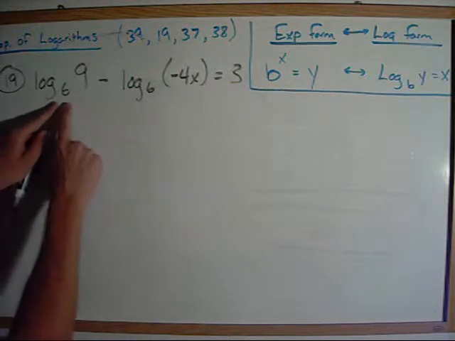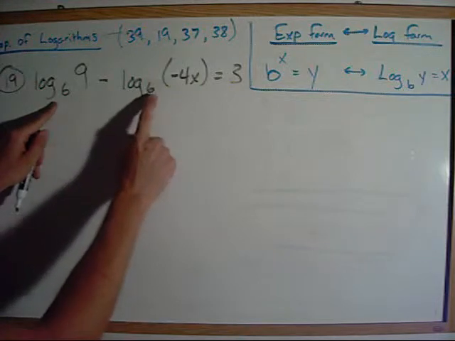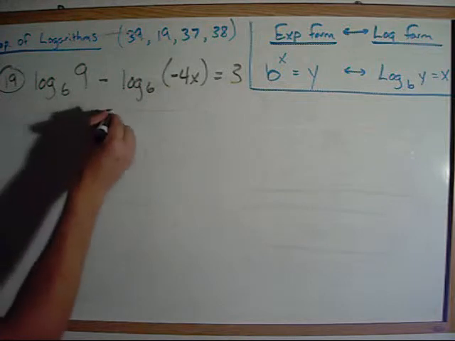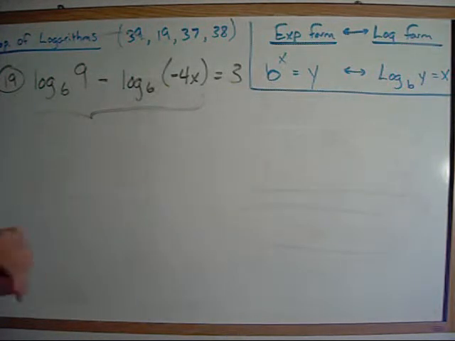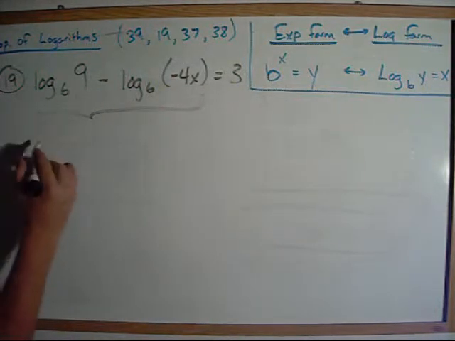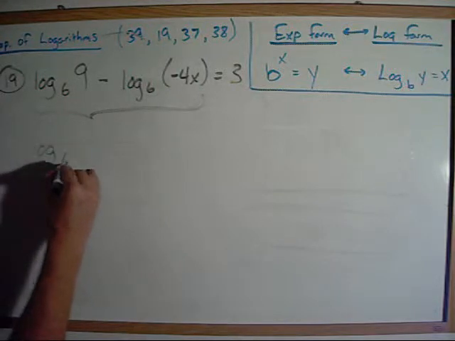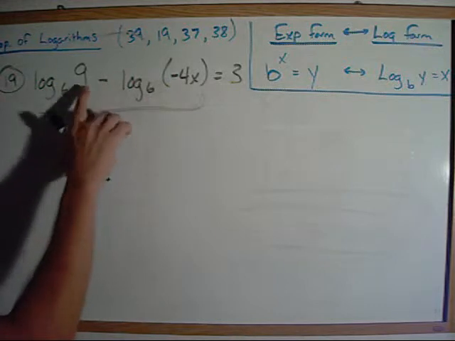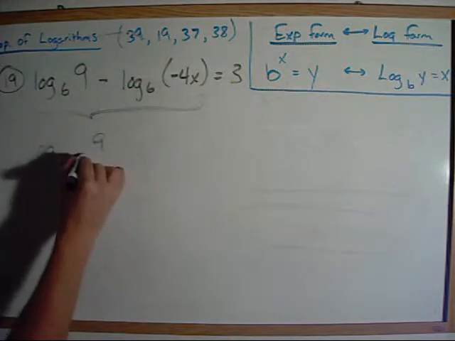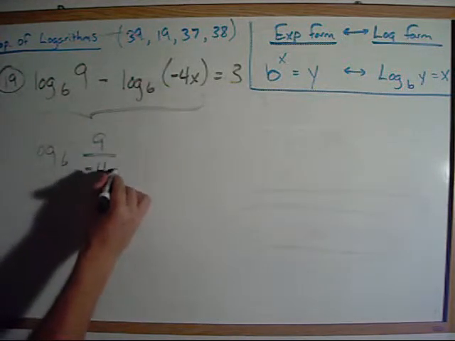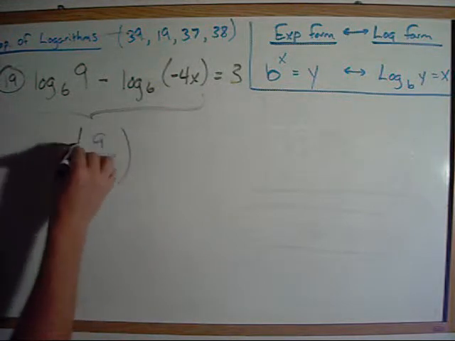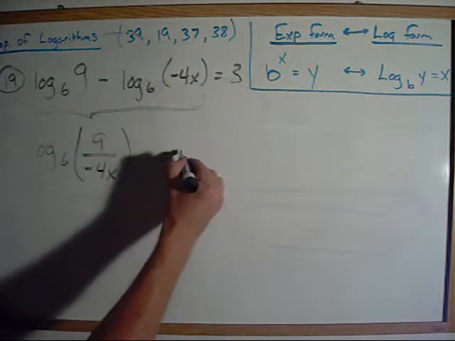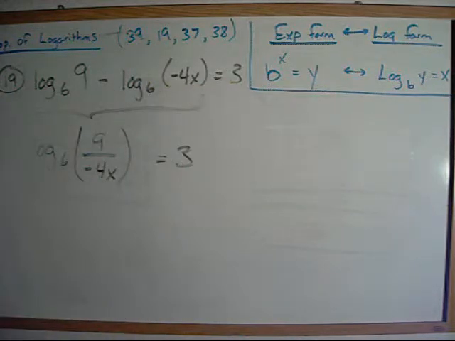So I see I've got log base 6 of something minus log base 6 of something else. One thing I can do is use the second rule down, subtraction, and relate these two things with division. I can do log base 6, because that's the same base, of this divided by that. I'm going to take this subtraction and make it a division of those two quantities. So 9 divided by 4x. Write that in a big parentheses here. So that's what I've done on the left-hand side. Equals 3 is still on the right-hand side.